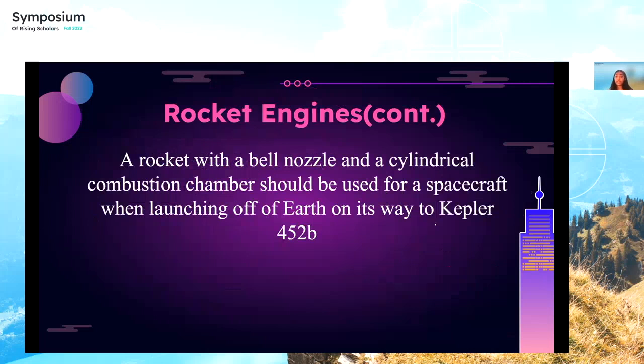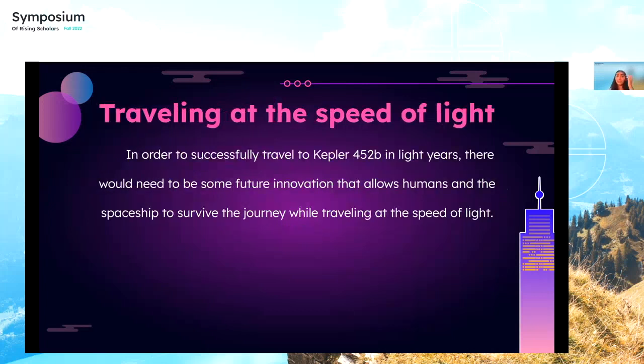So overall, a rocket with a bell nozzle and a cylindrical combustion chamber should be used for a spacecraft when launching off of Earth on its way to Kepler-452b. So traveling at the speed of light. So in order to successfully travel to Kepler-452b in light years, there would need to be some future innovation that allows humans and the spaceship to survive the journey while traveling at the speed of light, because both the human and the spaceship would likely disintegrate. So there would need to be some future innovations in our space travel technology.